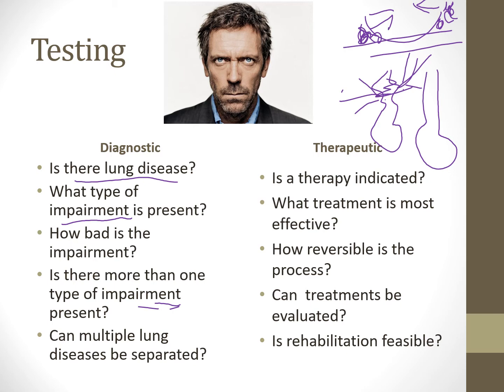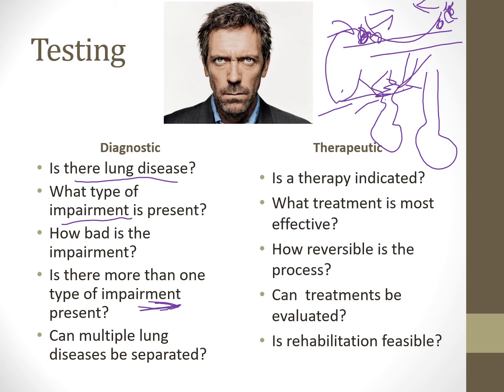So now they have a combined condition where their pneumonia is causing restriction, and their emphysema, which is all the time on them, is being obstructive. So now they have both of them present. Isn't that crazy? Can there be multiple lung diseases? Can multiple lung diseases be separated, right? Can we look at how bad they are? Can we separate them? Therapeutically, is the therapy we're doing indicated?